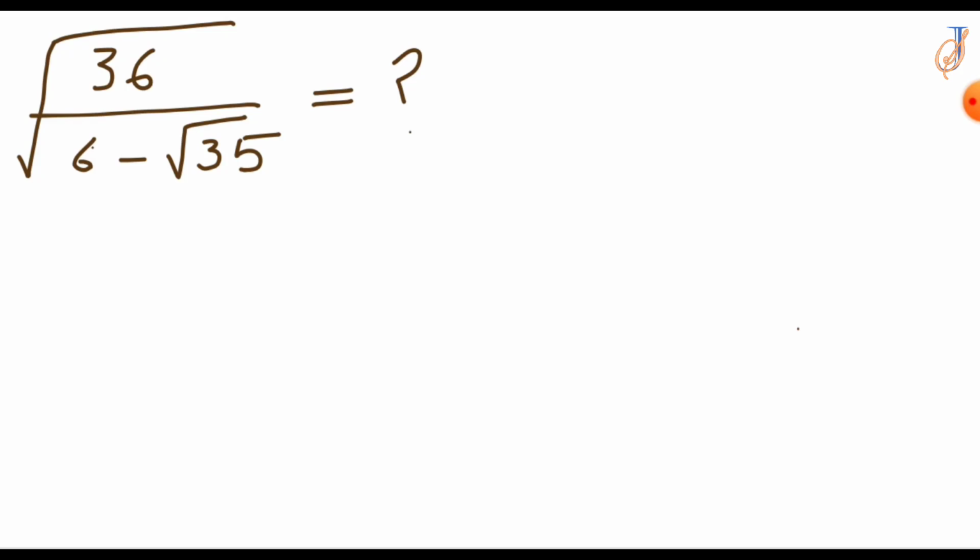Today we are going to solve this question: square root of 36 over 6 minus square root of 35. What we have is a whole square root. At the numerator we have 36, at the denominator we have 6 minus root 35. It is in the form of square root of a over b. Our a value is 36 and b value is 6 minus root 35.